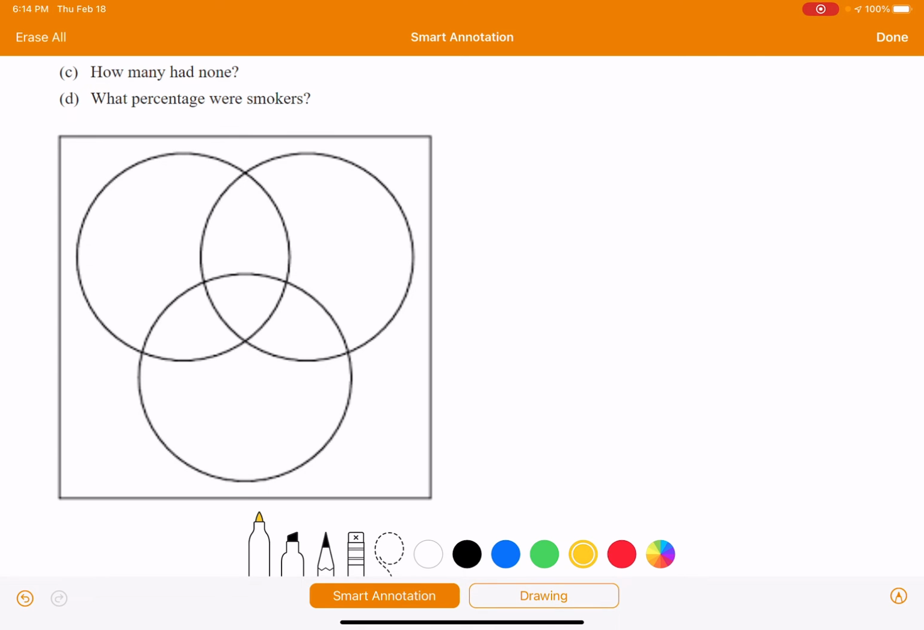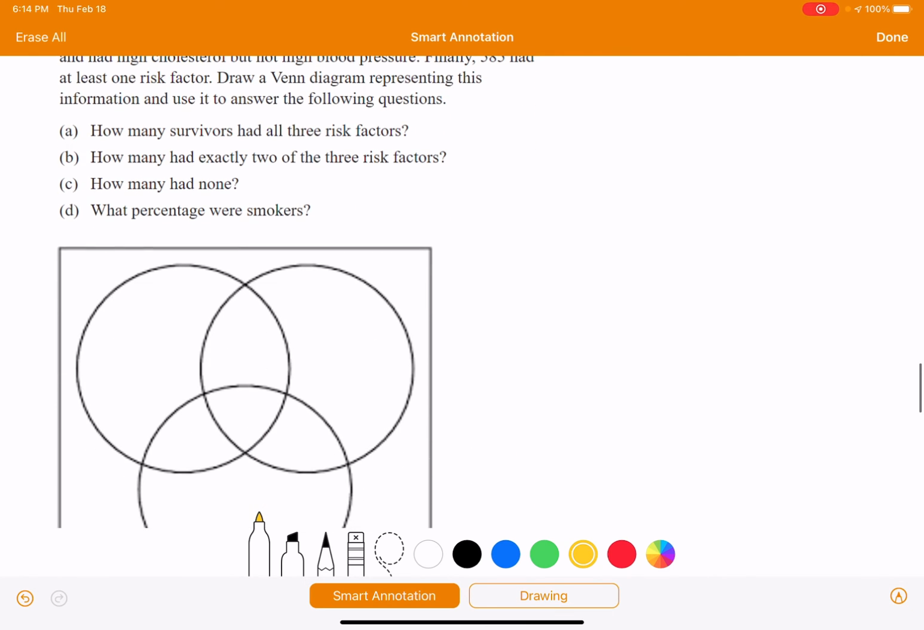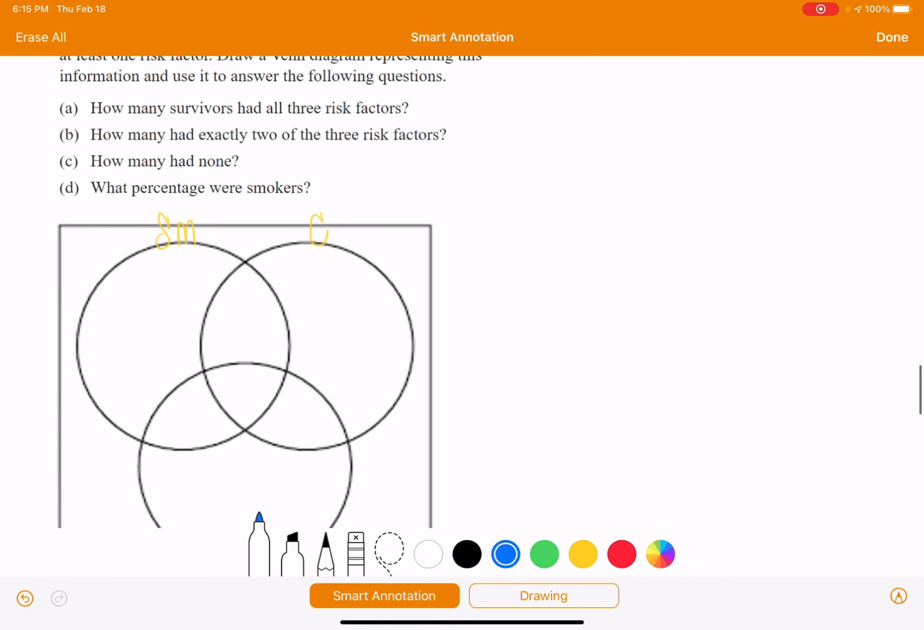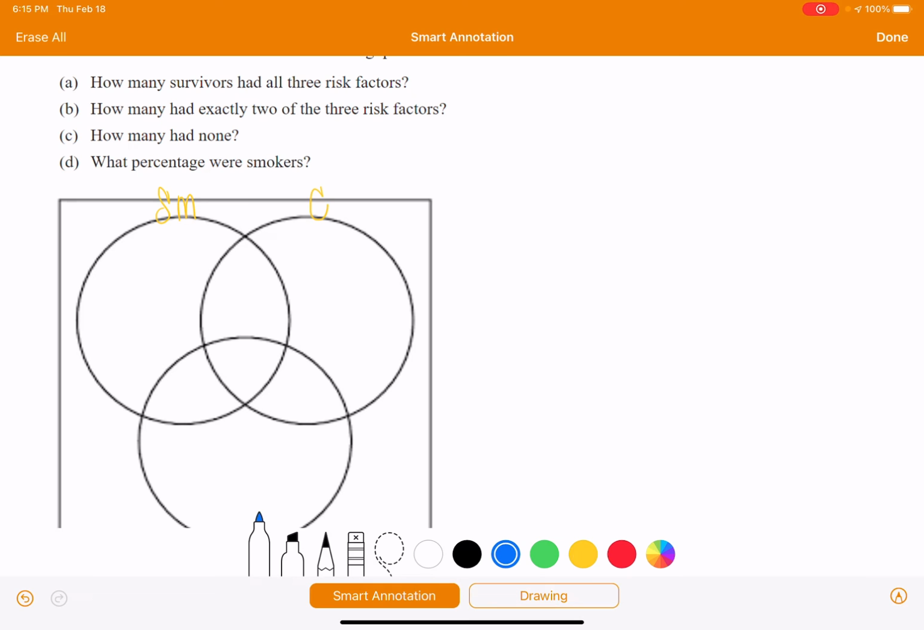Let's go ahead and label this first. Let's label this smoking, cholesterol, and blood pressure. I should have used a darker color. All right. So, as we said, we have 62 only high cholesterol. So 62 only cholesterol goes there. And then we have 36 only smoking, goes here. And then we have 93, only high blood pressure, goes here.